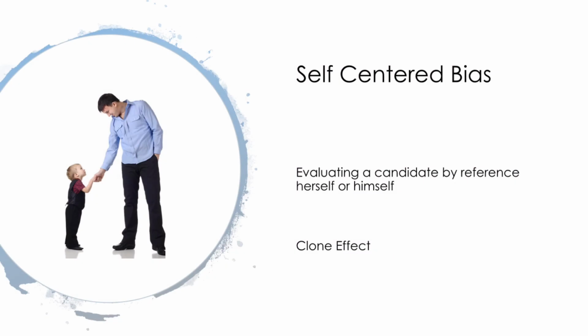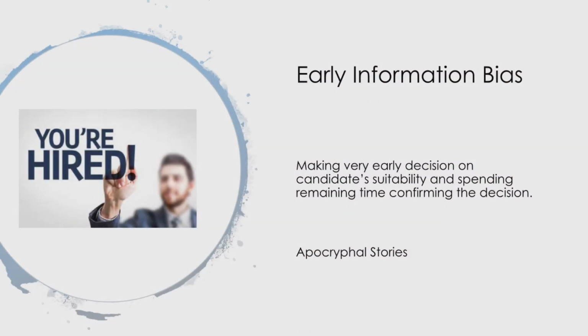Second, self-centered bias is a perception wherein you reflect everything to yourself, or you use yourself as reference of what the applicant really embodies. It is called clone effect. For example, you found out that the applicant was a working student, and since you were a working student during your time, you believe that the applicant could contribute to company success. Third, early information bias or apocryphal stories. It occurs by making a very early decision on candidate suitability and spending the remaining time confirming the decision. This happens due to assumptions that the person can do well even without referring to other results such as in employment testing or reference checks.